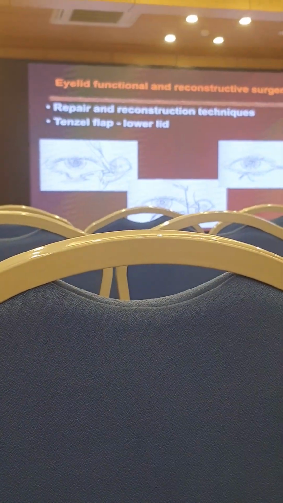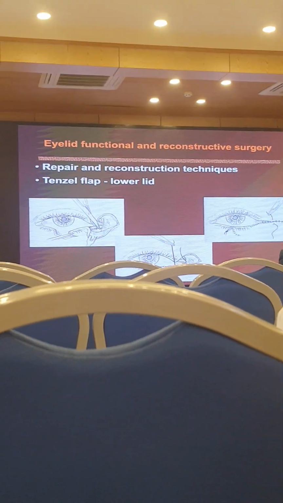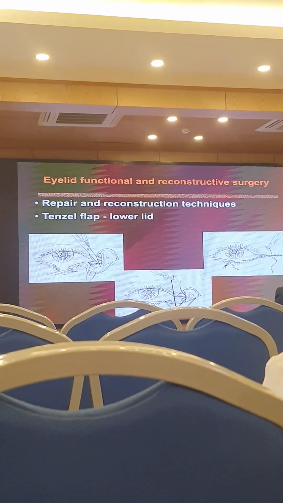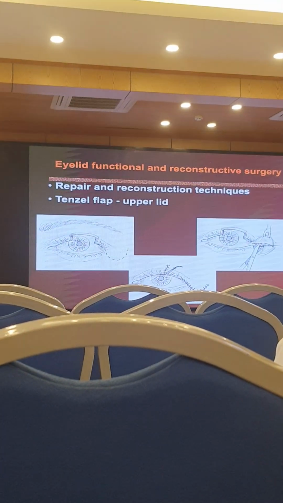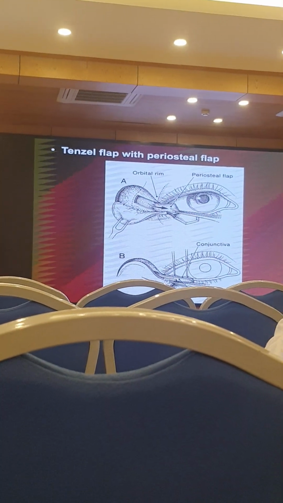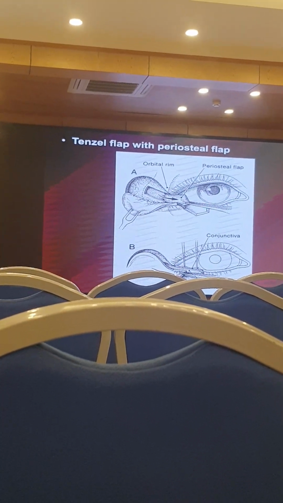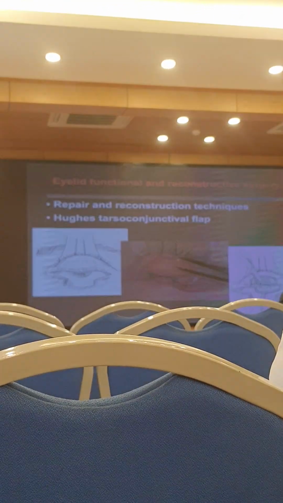And with that, we are basically relaxing and cutting the inferior crus of the lateral canthal tendon to give us more laxity so the lower lid can be closed together. You can do this with the upper lid or the lower lid. You can combine that Tenzel flap with the periosteal flap to support it and better reinforce it.